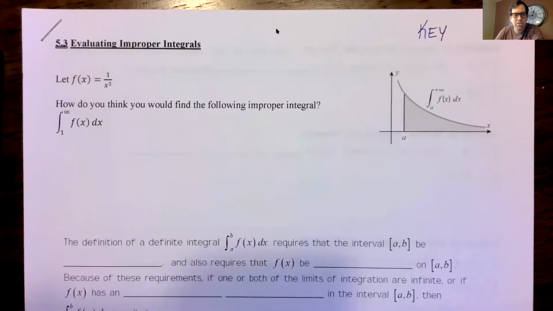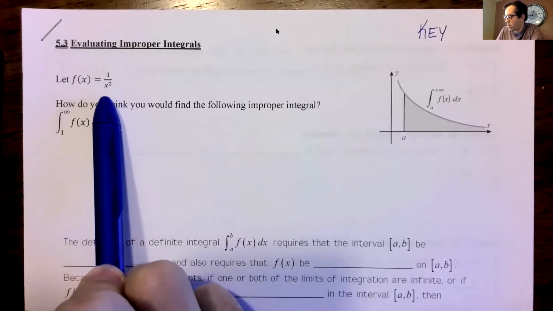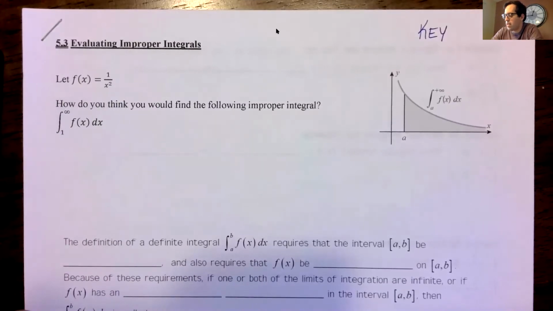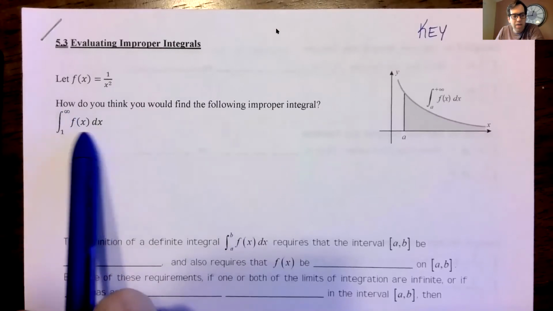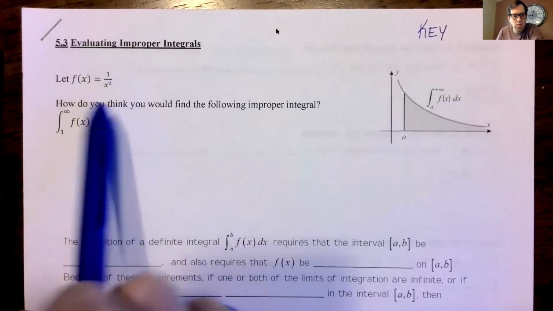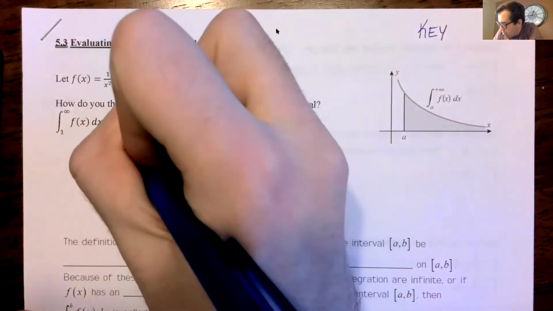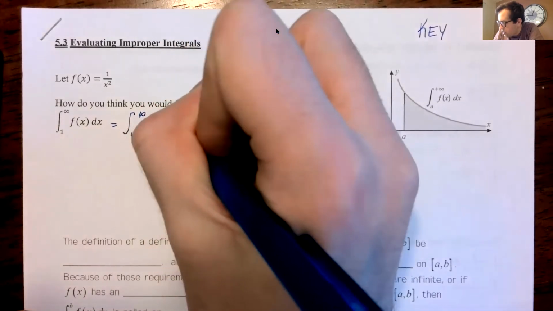All right, so we are going to start off here with the function 1 over x squared. And the first question for us to ponder is, how do you think you would find the following improper integral? From 1 to infinity, f of x dx, with f of x being 1 over x squared. So in other words, we could rewrite this with f of x plugged in, 1 to infinity, 1 over x squared dx.